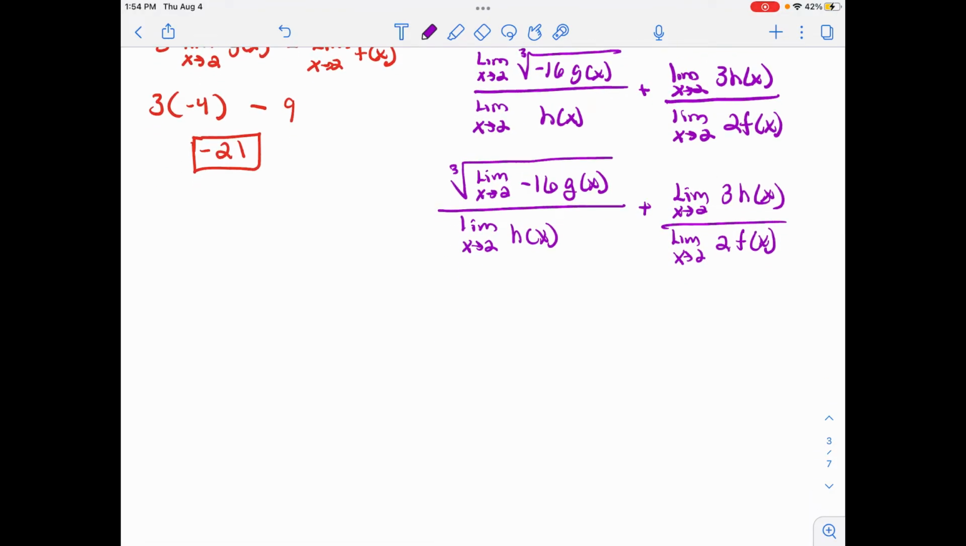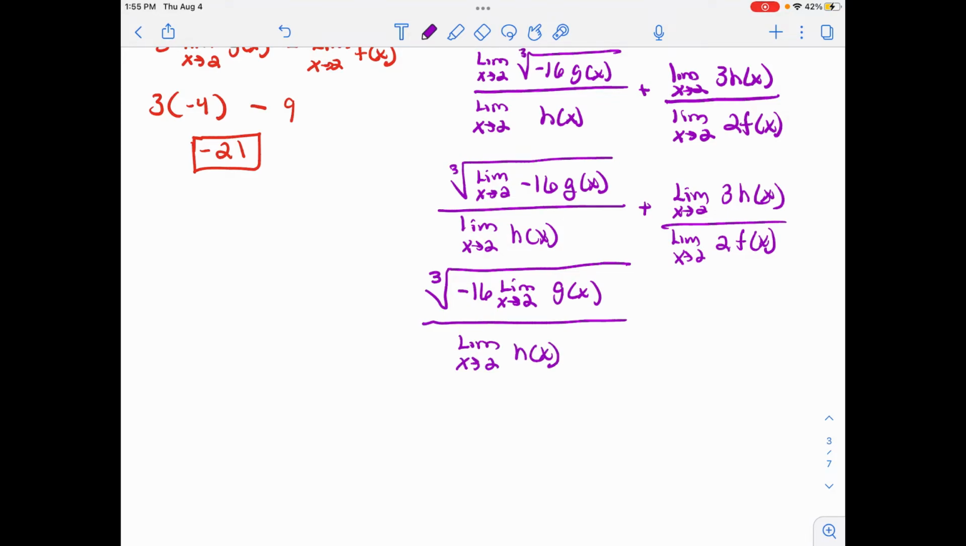Okay, next I notice I have a constant inside this limit, -16, so I can bring that constant out. Now it's going to stay inside the radical, but it's going to come out of the limit notation. And then this second denominator stays the same. And then for the second fraction, I have a constant of 3 in the numerator and a constant of 2 in the denominator. So those constants can come out of the limit notation.